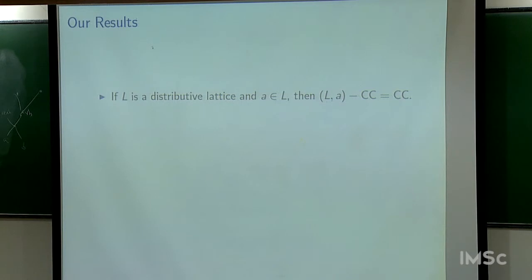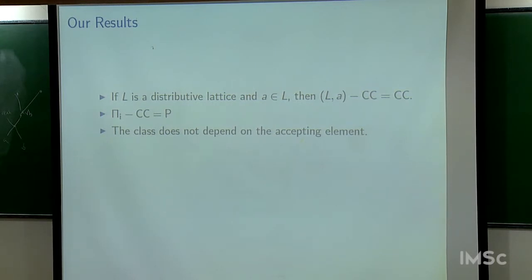So the interesting question is, what happens when the lattice is non-distributive? We could show that there is some constant i such that pi i CC would give the class P. So this is independent of the accepting element used. And what is pi i? Oh, pi i is the ith partition lattice. So the quantifier for i is the axis. The axis is a constant i such that pi i CC is P.